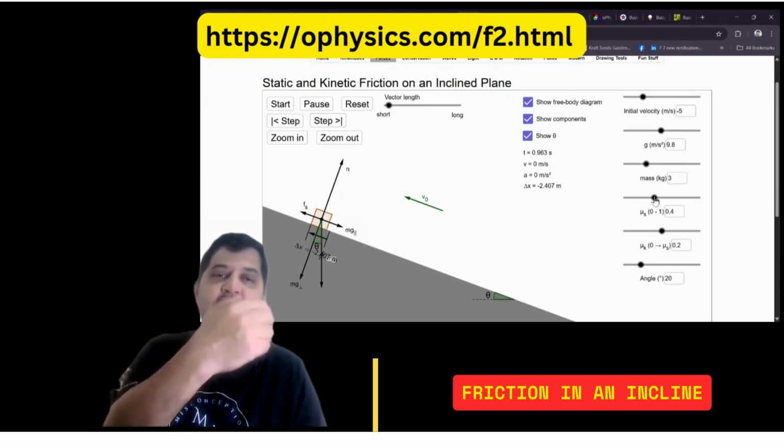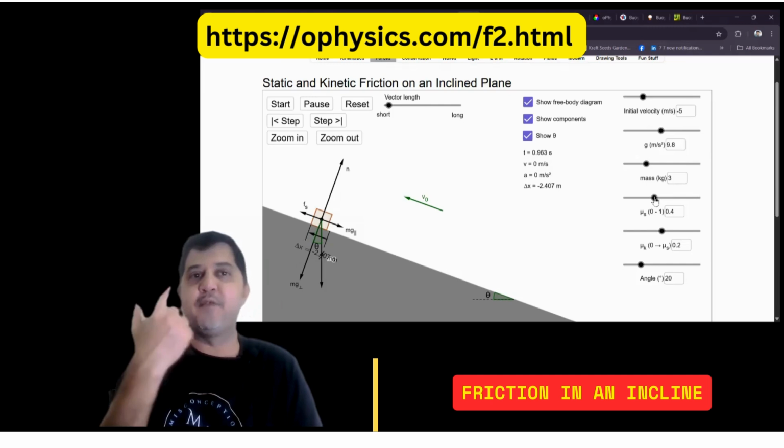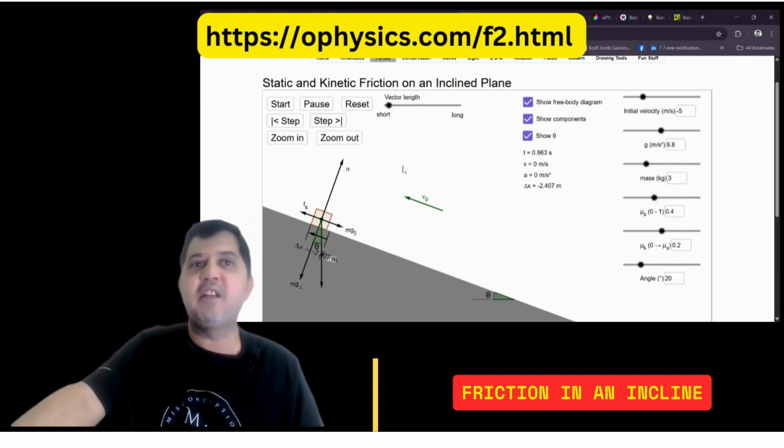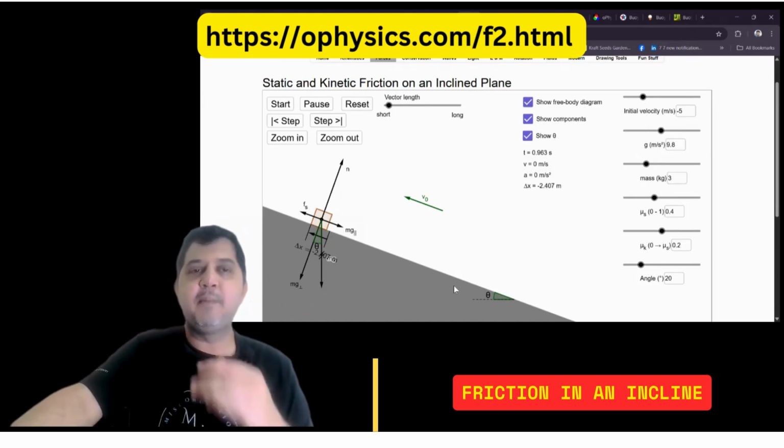When it was going upwards, friction was acting downwards. When it was coming downwards, friction was acting upwards. Now if that is the case, the friction should be the same, right? So why should it not come down? Because when it came down, the gravitational force was acting, but friction was acting upwards.